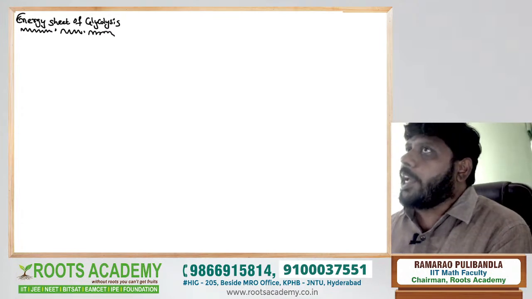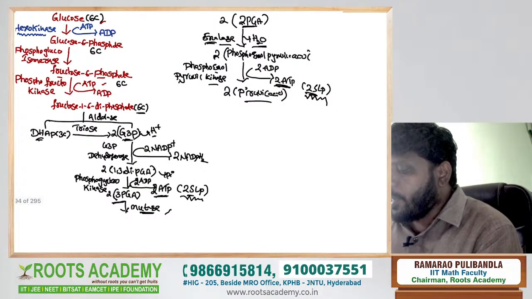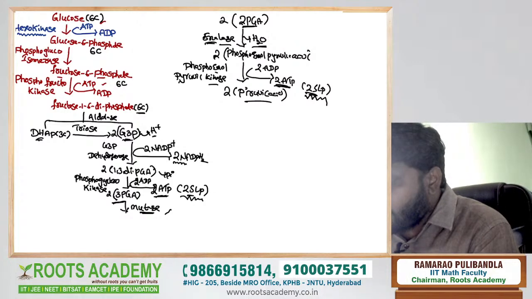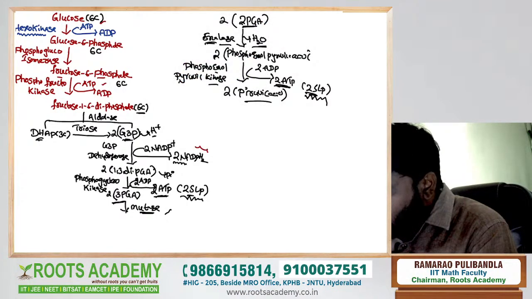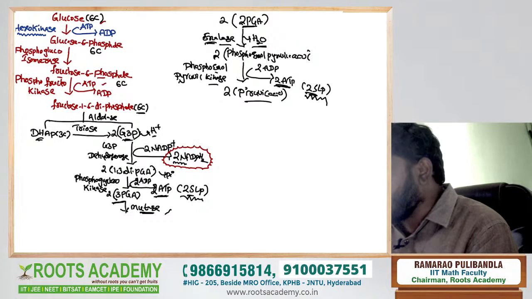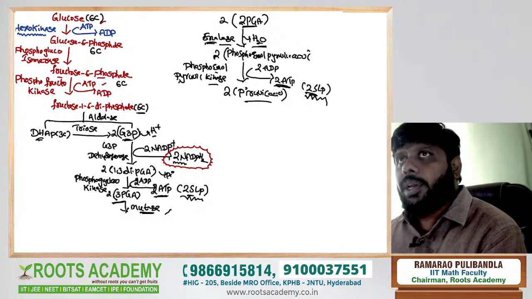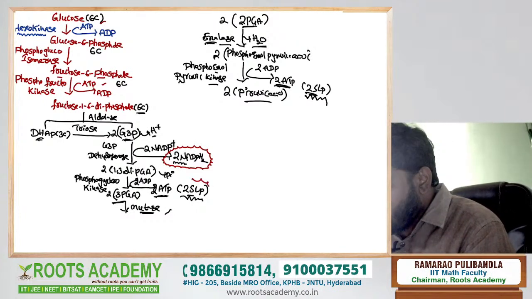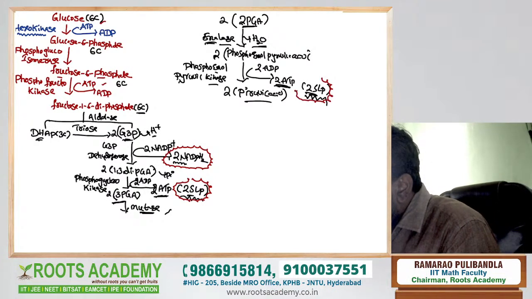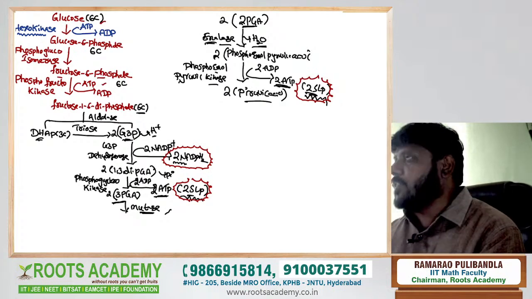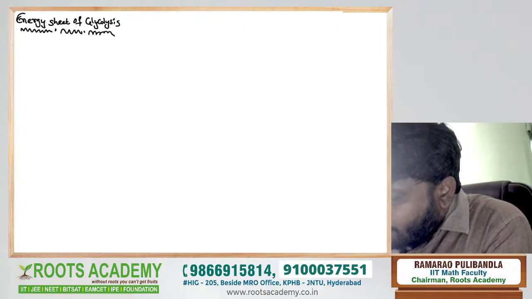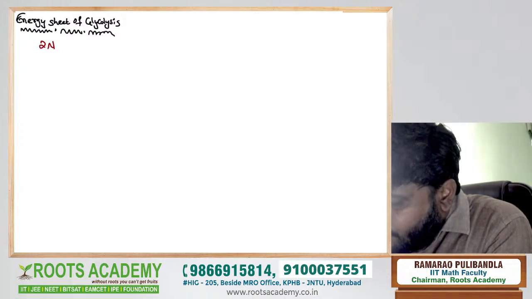So at the end of glycolysis, see what we have. At the end of glycolysis we have 2 molecules of NADH2, and here 2 SLP, here 2 SLP. That means in total 2 NADH2 and 4 SLP.